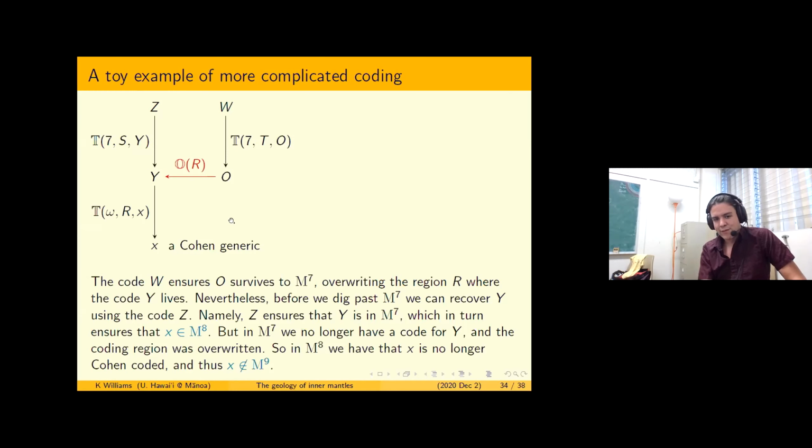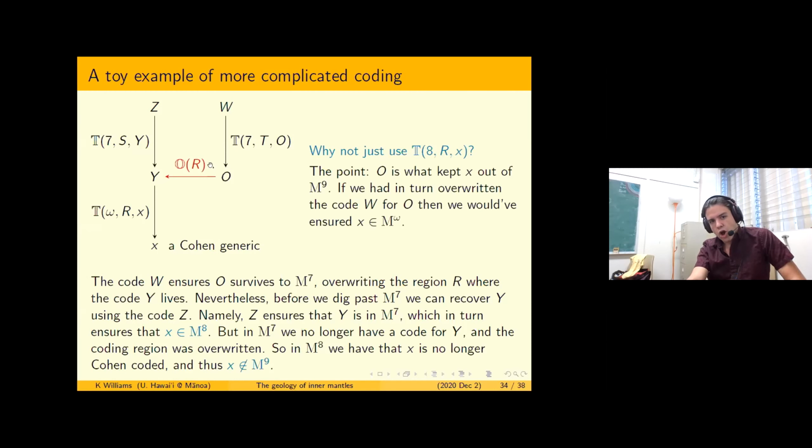So what did we do? We coded X into the 8th inner mantle, but not in the 9th inner mantle. And I think a reasonable question is, why do this more complicated thing? We already have a way to put it in the 8th inner mantle and not the 9th inner mantle. Just use 8 height tree-like coding. And the point is that this O was a single thing we could control. If we had gotten rid of the O, X would have survived to the omega inner mantle, because we have this Y that would let it get all the way there.